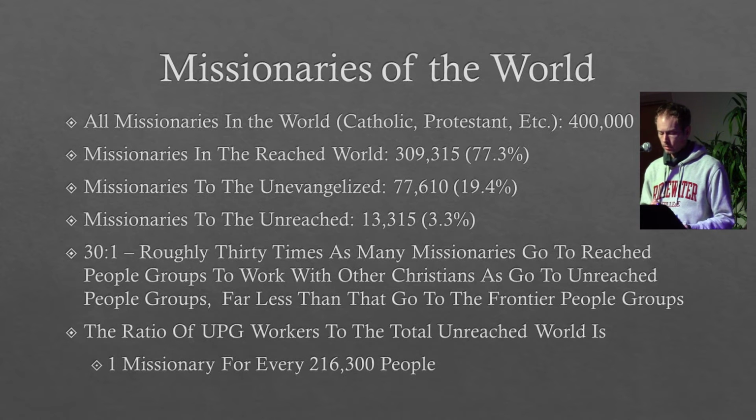Missionaries to the unevangelized is about 19.4%, and missionaries to the unreached is only about 3.3%. That's 30 to 1, so roughly 30 times as many missionaries go to reached people groups to work with other Christians as go to unreached people groups. Far less than that even go to the frontier groups that have no Christians. The ratio of unreached people group workers to the total unreached world is one missionary for every 216,300 unreached people.